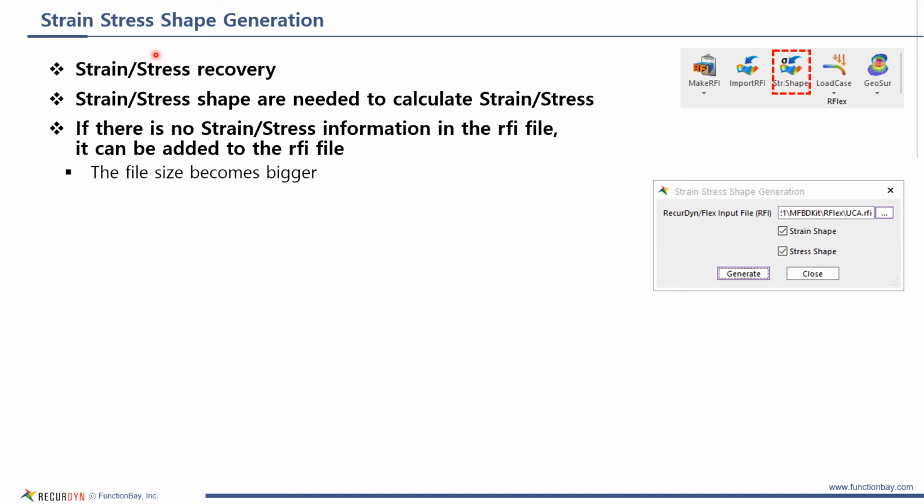Strain-stress shape generation is also called strain-stress recovery. After simulating the model including RFlex bodies, the strain-stress shape is needed to calculate the strain-stress. If there is no strain-stress shape in the RFI file, strain-stress shape needs to be created using this function, and then they are added to the RFI file.